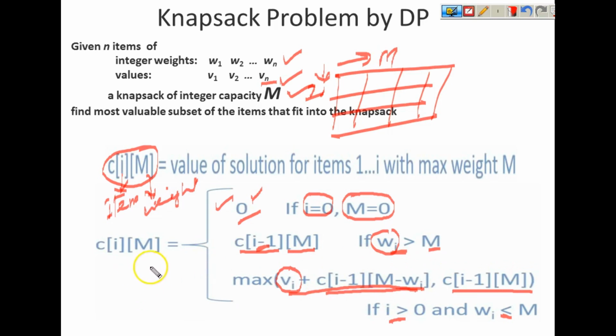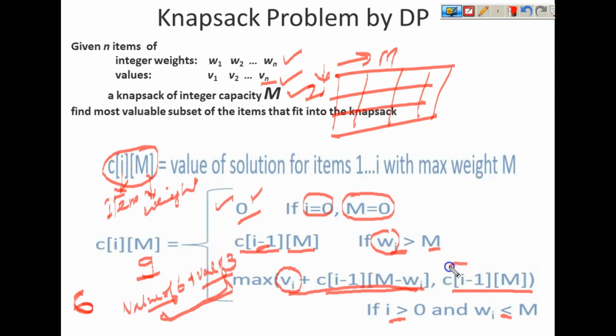So let's say the knapsack capacity is 9, and you are going to pick an item whose weight is 6. My capacity is 9 and I am going to pick an item with weight 6. So I will take the value of this item plus the value of the difference. 9 minus 6 is 3. So I will take the value of the item whose weight is 6, and also the value for weight 3.